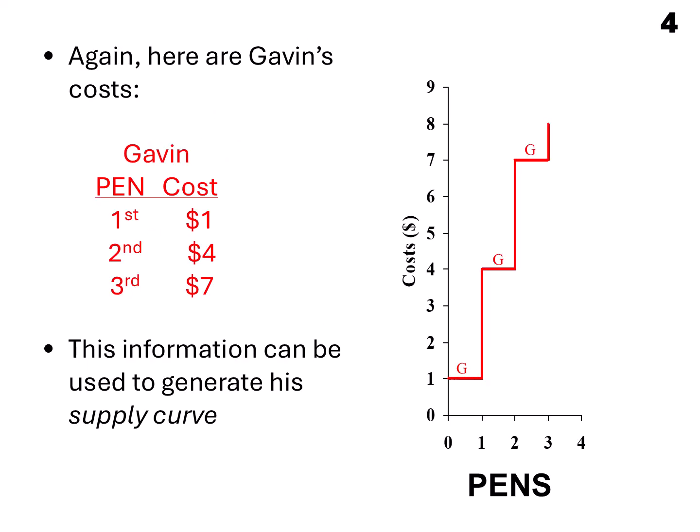Slide 4. We can graph Gavin's cost schedule to get an upward sloping step graph. Each step reflects an indivisible unit. In this case, a pen. We can use either the cost schedule or the graph to determine Gavin's willingness to sell pens at different prices.